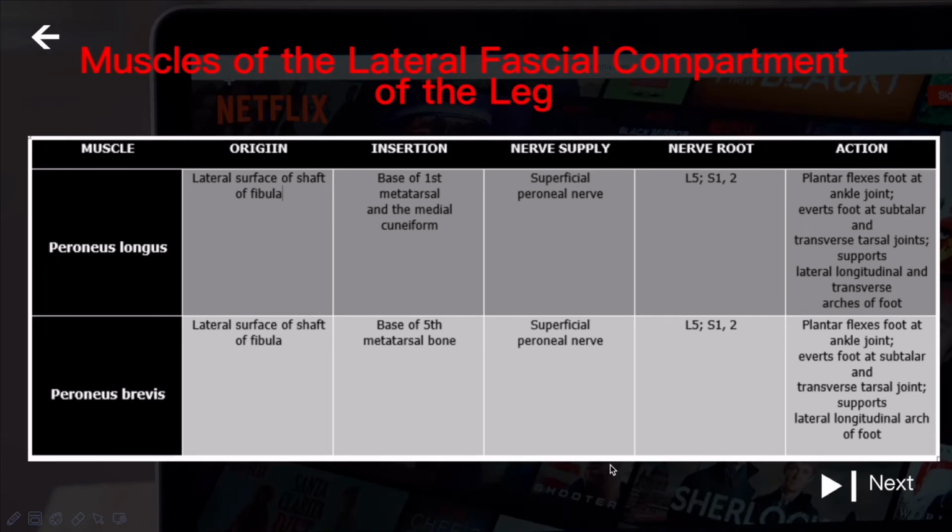Muscles of the lateral fascial compartment of the leg. So there are only 2 of them, peroneus longus and peroneus brevis.